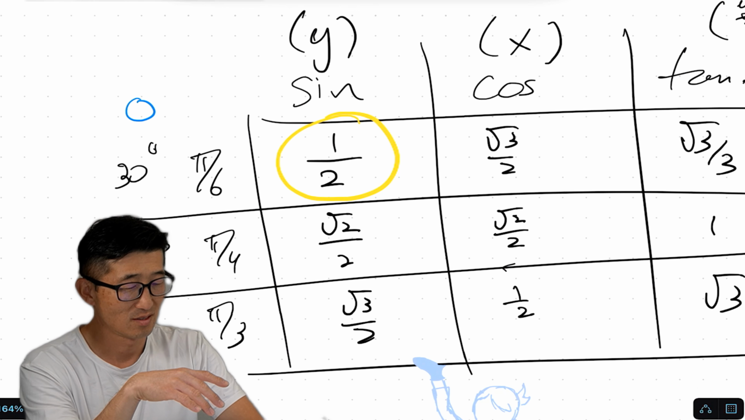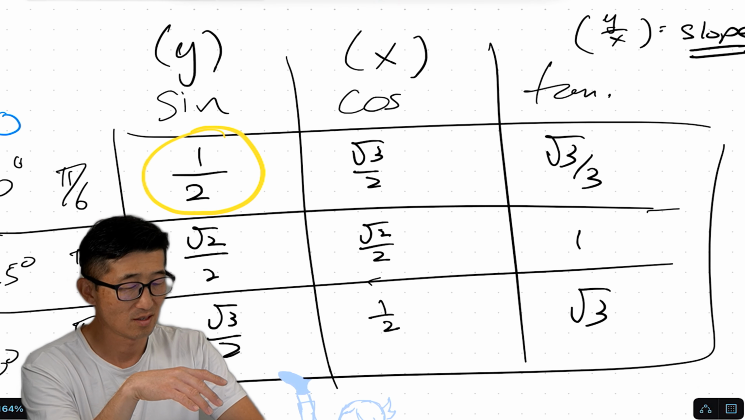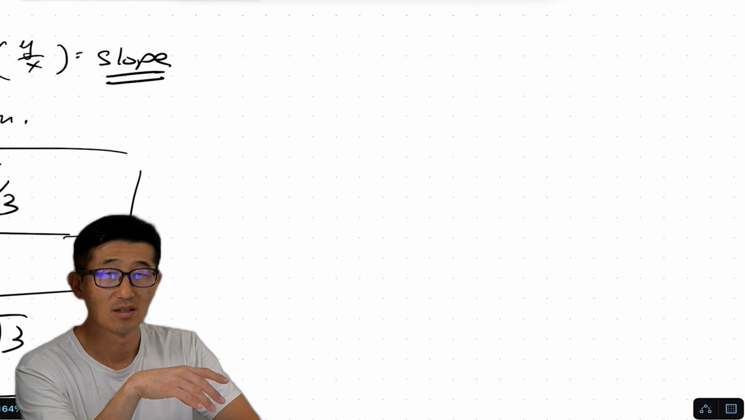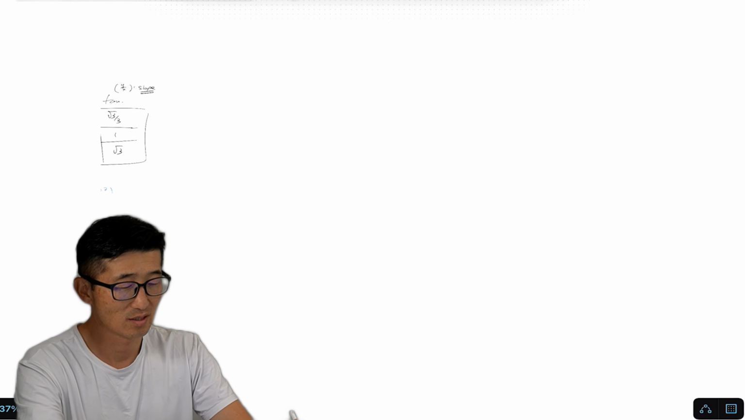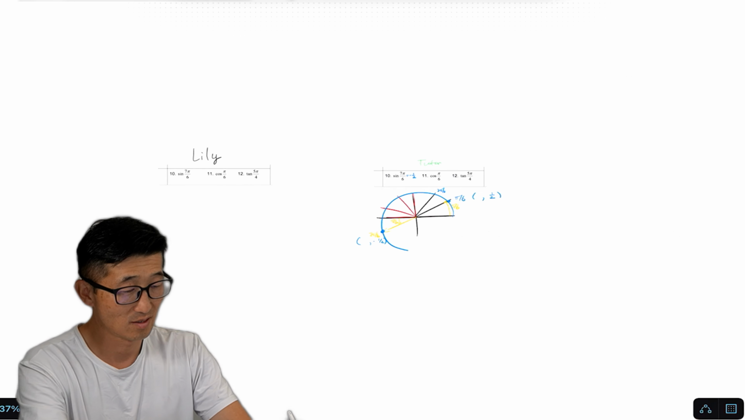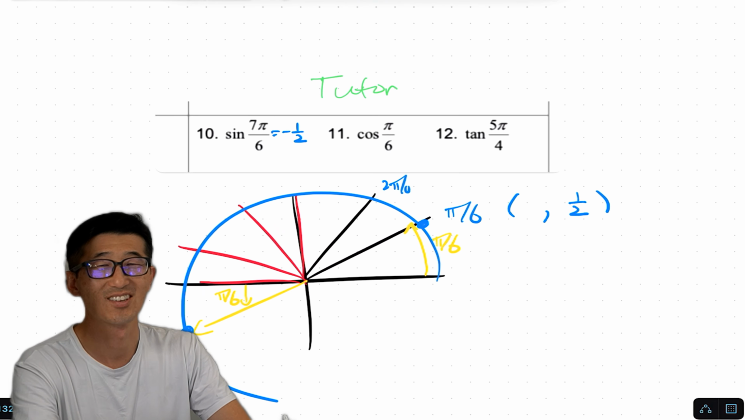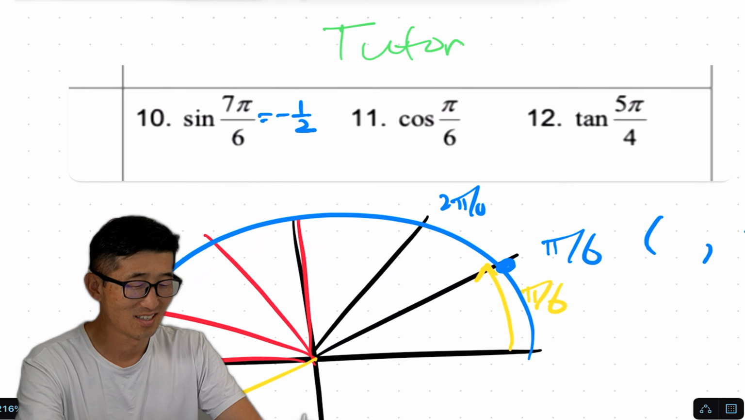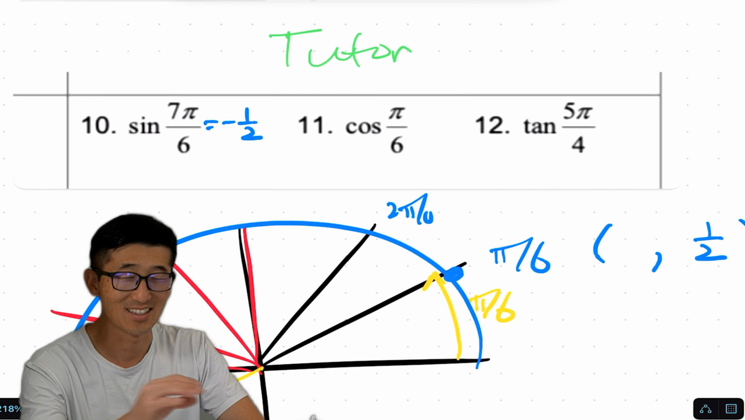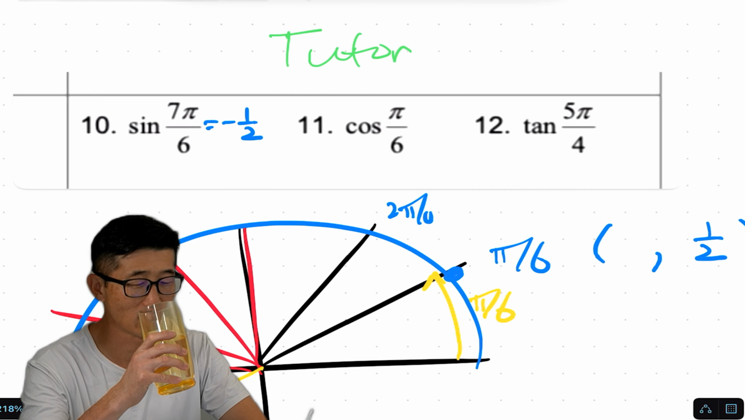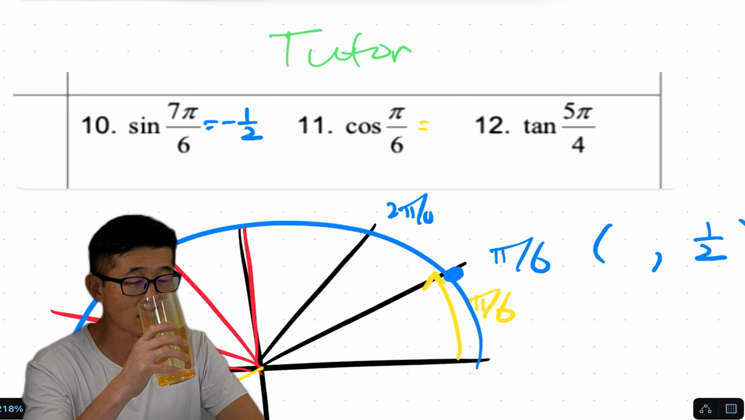Cosine pi over 6. Cosine what? Wait, never mind. That's rad 3 over 2. You guys, please excuse our brain. You guys, get it right. Cosine pi over 6 is what? Rad 3 over 2.